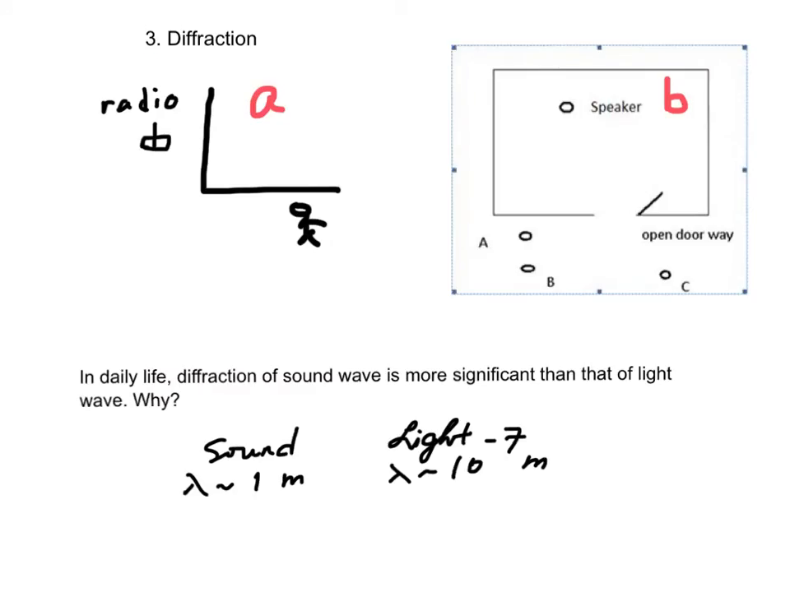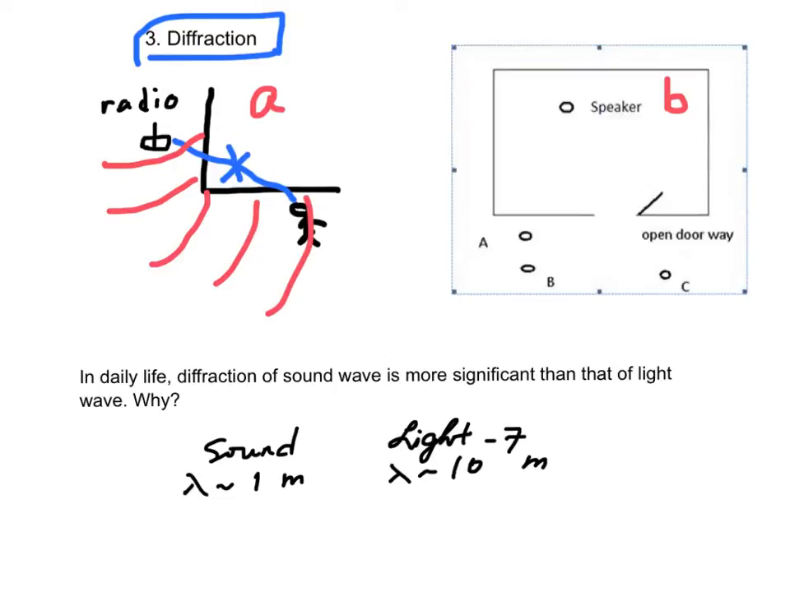Sound can also diffract. In figure A, even though the man cannot see the radio directly, he can still hear the radio signal because the radio waves are diffracted, passing through the corner towards the man.